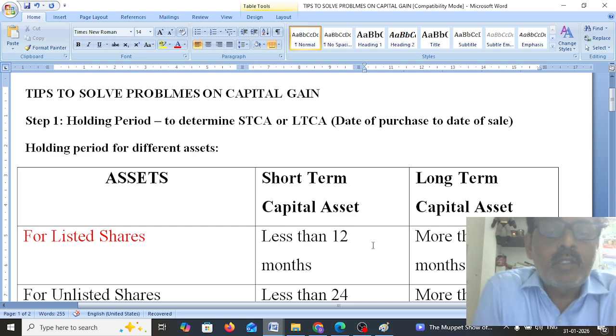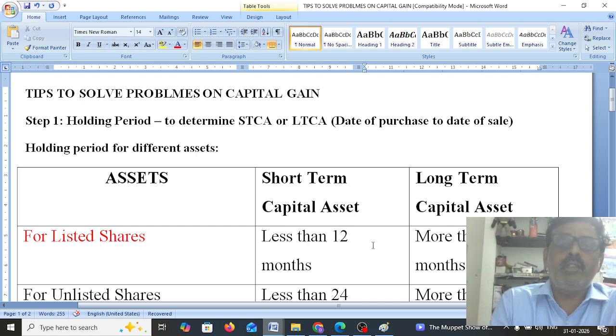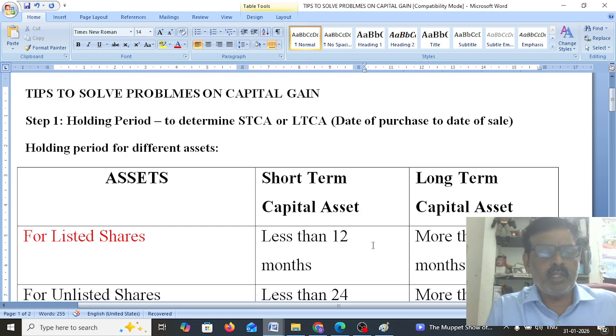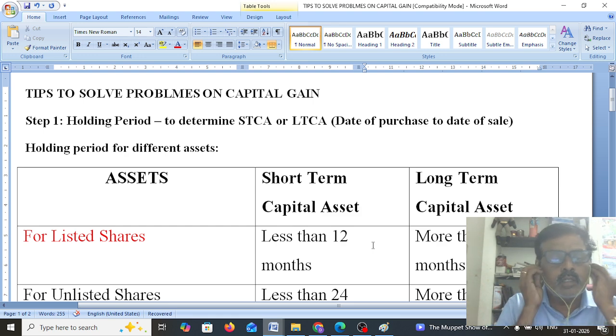In this video, we are going to see the steps to be followed while solving the sums on income from capital gains. There are three steps the student should understand. Step number one, holding period. Just find out the holding period.